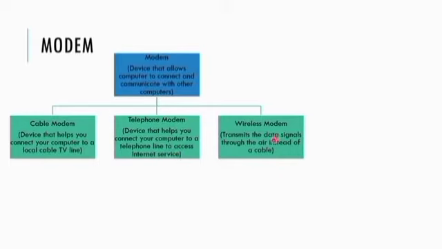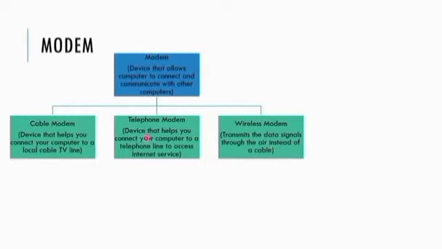Next is the wireless modem. A wireless modem transmits the data signals through the air instead of a cable. It is specially designed to work with cellular networks like cell phones and wireless local area networks. So a modem is basically of three types: cable modem, telephone modem, wireless modem.